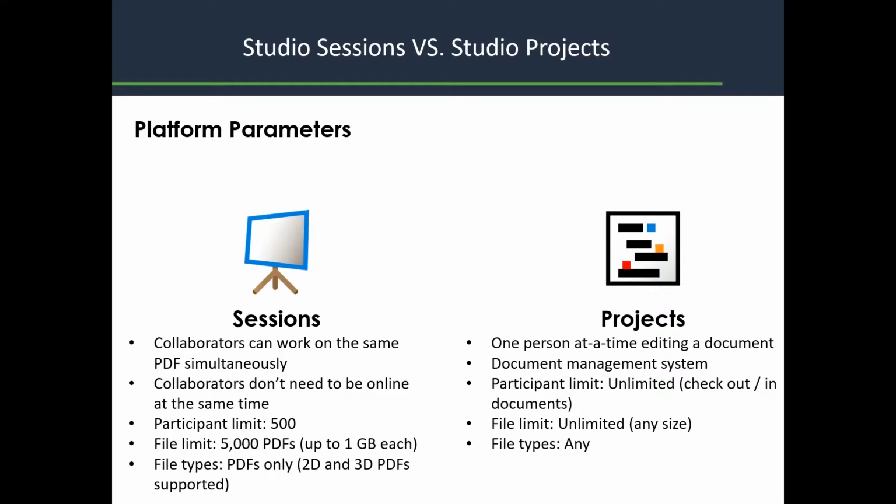Collaborators don't need to be online at the same time for sessions, and projects isn't like a session, it's just a document management system. Participant limit for sessions is 500. Participant limit is unlimited to check in and out documents. File limit for sessions is 5,000 PDFs, or up to 1 gigabyte each for those PDFs themselves. File limit for projects is unlimited, or any size.